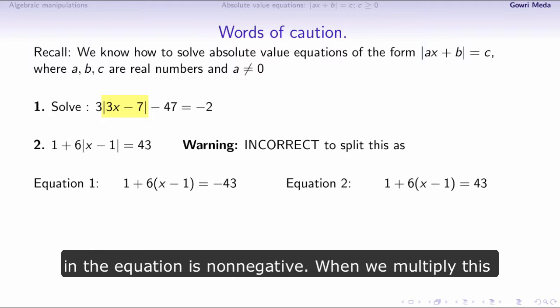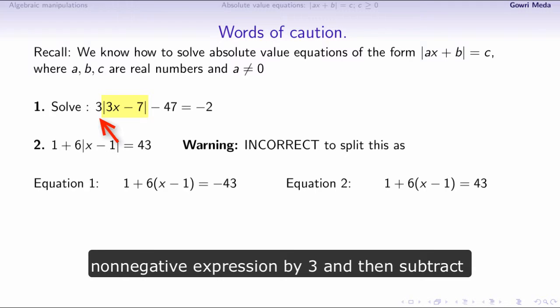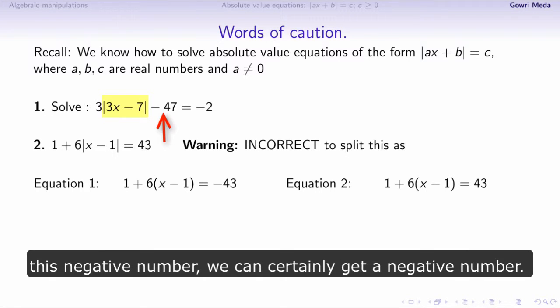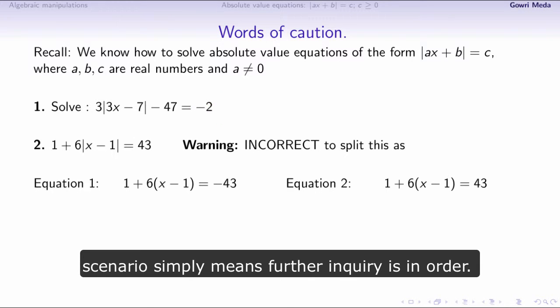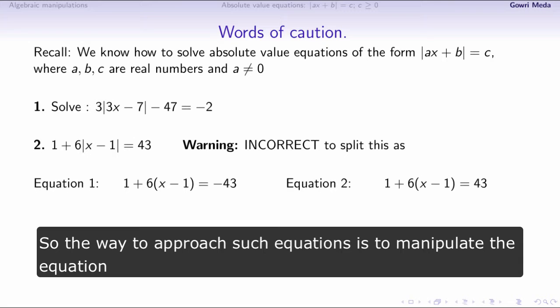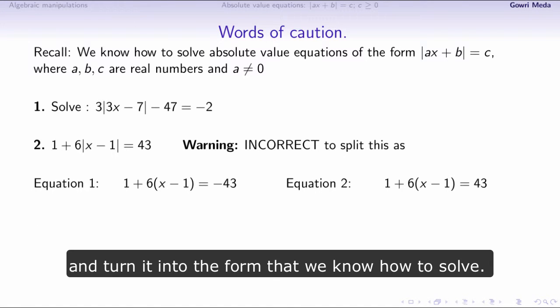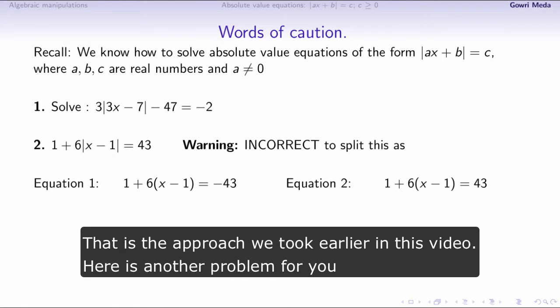When we multiply this non-negative expression by 3 and then subtract this negative number, we can certainly get a negative number. In essence, a presence of a negative number on the right in this kind of scenario simply means further inquiry is in order. So the way to approach such equations is to manipulate the equation and turn it into the form that we know how to solve. That's the approach we took earlier in this video.